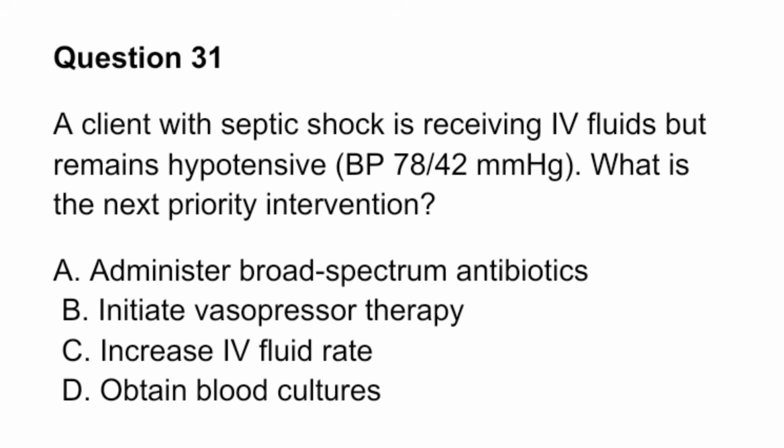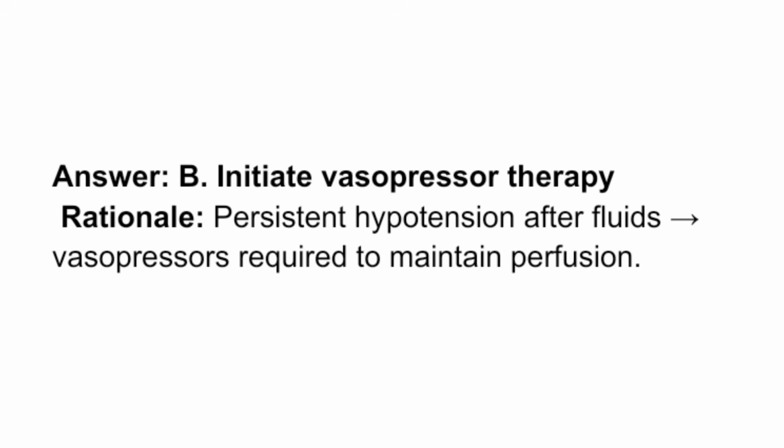Question 31. A client with septic shock is receiving IV fluids but remains hypotensive. BP 78/42 millimeters of mercury. What is the next priority intervention? A. Administer broad-spectrum antibiotics. B. Initiate vasopressor therapy. C. Increase IV fluid rate. Or D. Obtain blood cultures. Answer is B. Initiate vasopressor therapy. Rationale: persistent hypotension after fluids, vasopressors required to maintain perfusion.